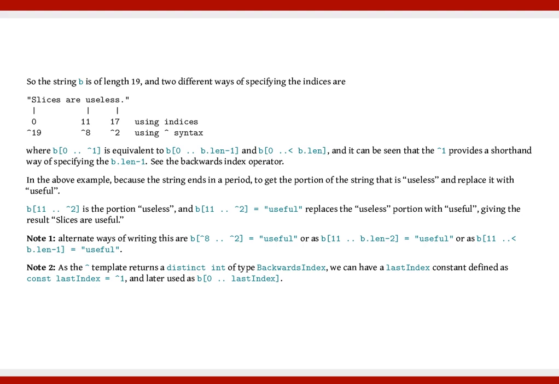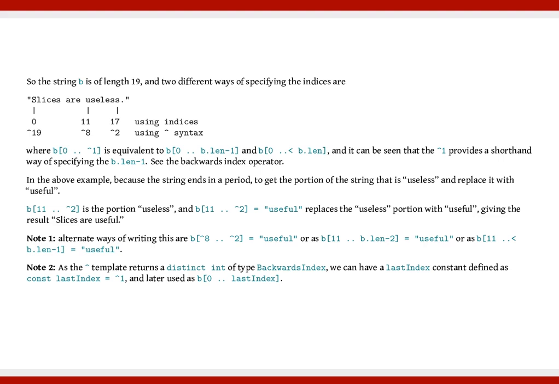In the above example, because the string ends in a period, to get the portion of the string that is useless and replace it with useful, b[11..^2] is the portion "useless", and b[11..^2] = "useful" replaces the useless portion with useful, giving the result "Slices are useful." Note 1. Alternate ways of writing this are b[11..^2] = "useful", or as b[11..b.len-2] = "useful", or as b[11..<b.len-1] = "useful".